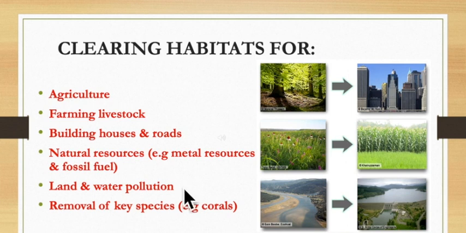And sometimes the removal of key species is also affected because of this habitat destruction. For example, corals. Coral reef habitats are found under the sea, and they are the home of many animals because corals contain tiny photosynthetic organisms inside their bodies, which are the start of the food chain on the reef. If we cause pollution under the water, these coral reefs will be damaged and destroyed also.